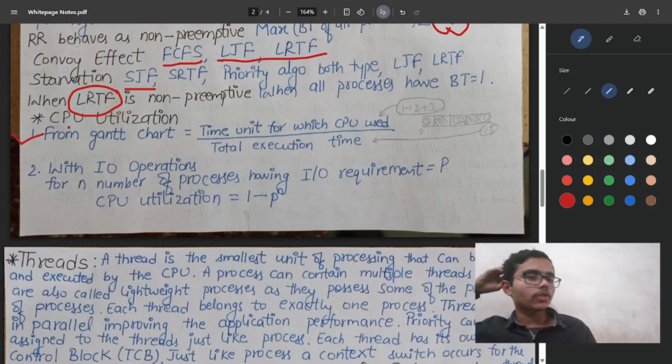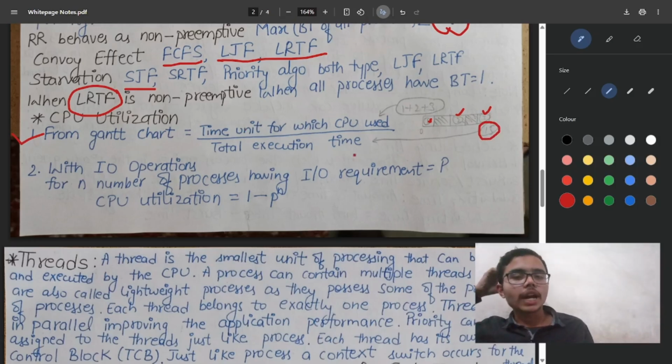From the Gantt chart you have to tell the CPU utilization. CPU utilization is the time units for which the CPU is used, like 1 nanosecond, 2 nanoseconds, or 3 nanoseconds, upon the total execution time. Say the last process completes at 15 nanoseconds. So 1 plus 2 plus 3 upon 15 is the CPU utilization.